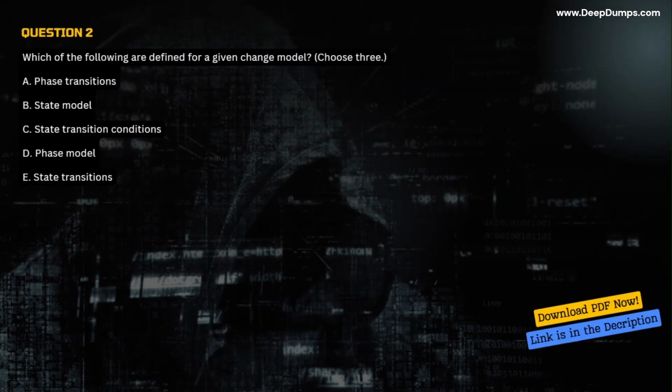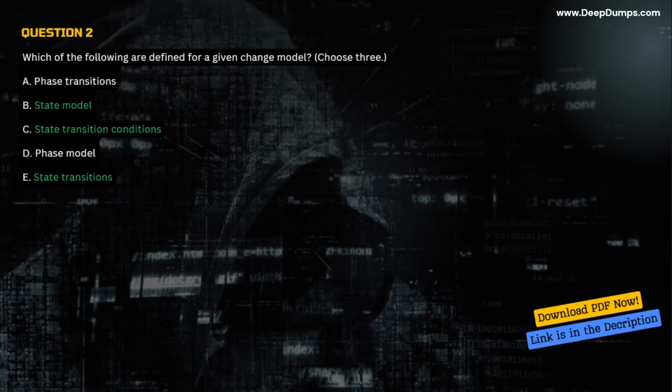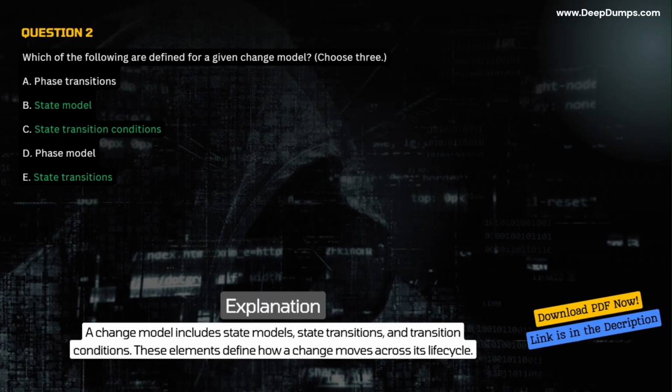Question 2. Which of the following are defined for a given change model? Choose 3. A. Phase transitions. B. State model. C. State transition conditions. D. Phase model. E. State transitions. Correct answer B, C, and E. State model. State transition conditions. State transitions. Explanation. A change model includes state models, state transitions, and transition conditions. These elements define how a change moves across its lifecycle.